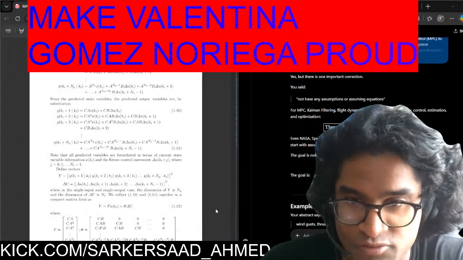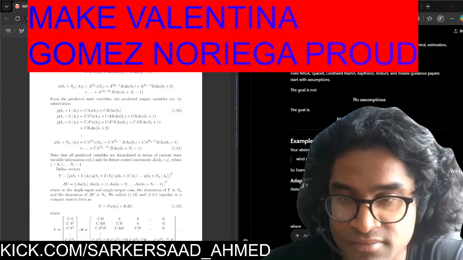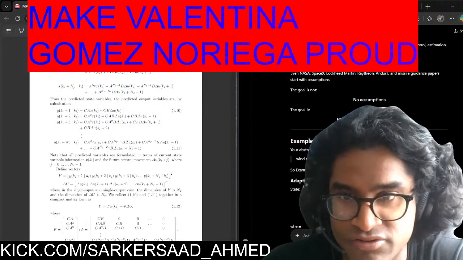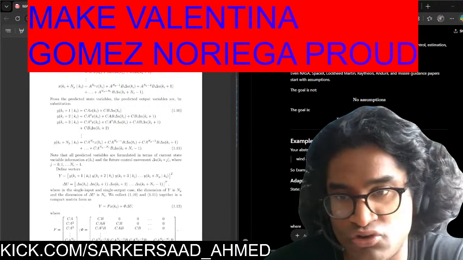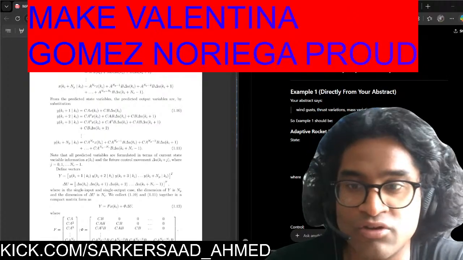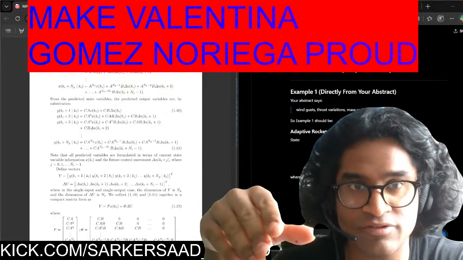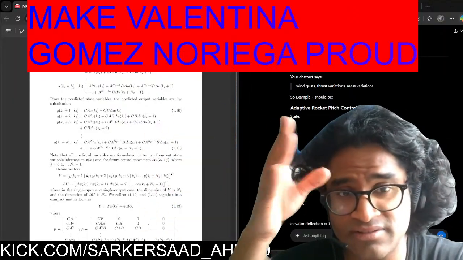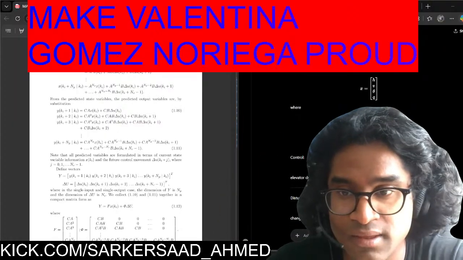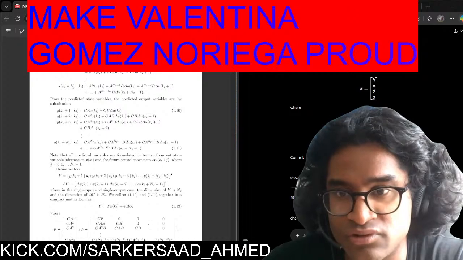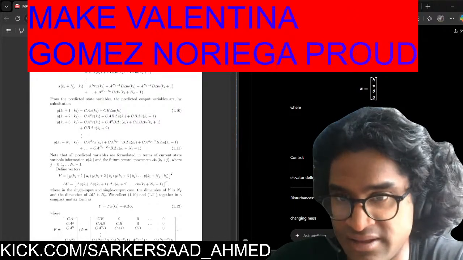So directly from your abstract, I know they're always going to have some assumptions. Your abstract says the wind gust or thrust variations, mass variations. So the adaptive rocket pitch control. Let's say that you have your state in terms of altitude, velocity, pitch angle, and pitch rate. Now, how are these calculated? We have done that in embedded C. So u is delta e, the steering change, which shows the elevator deflection of the thrust vector angle.